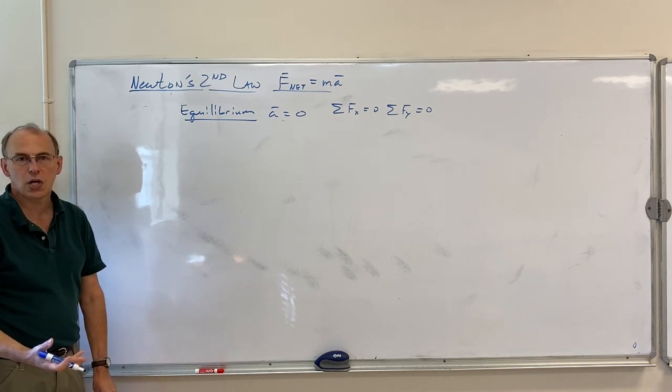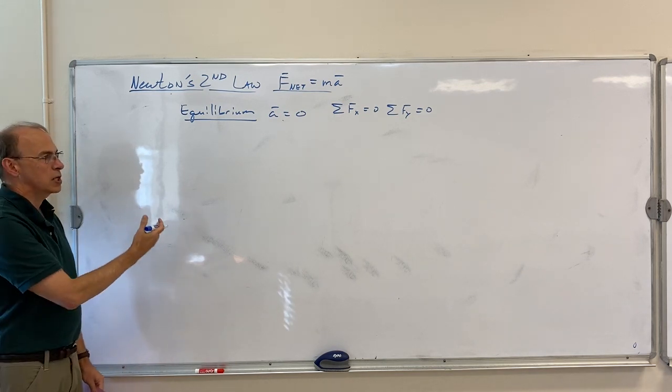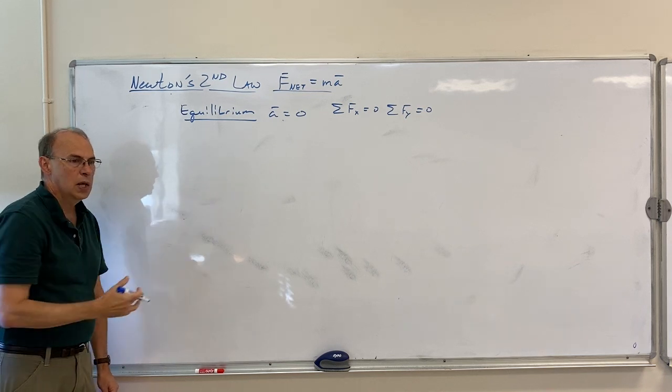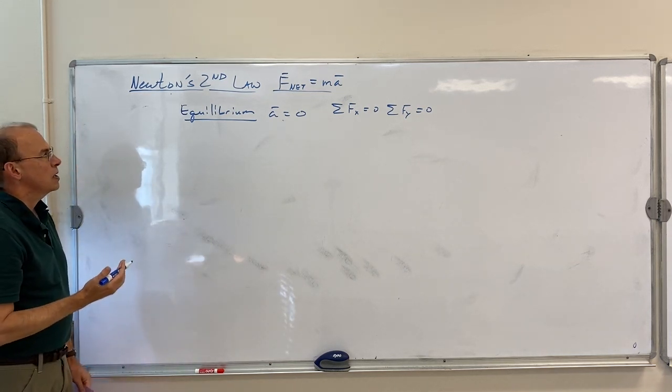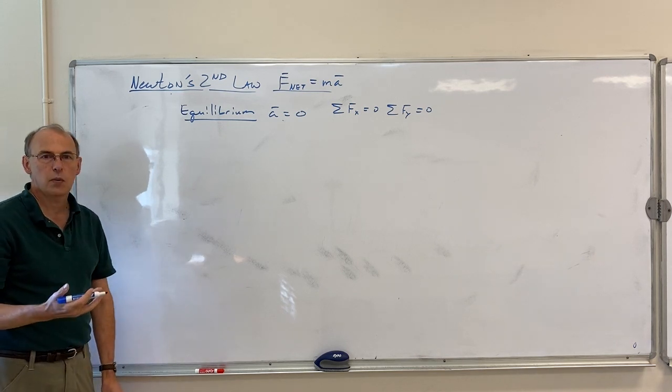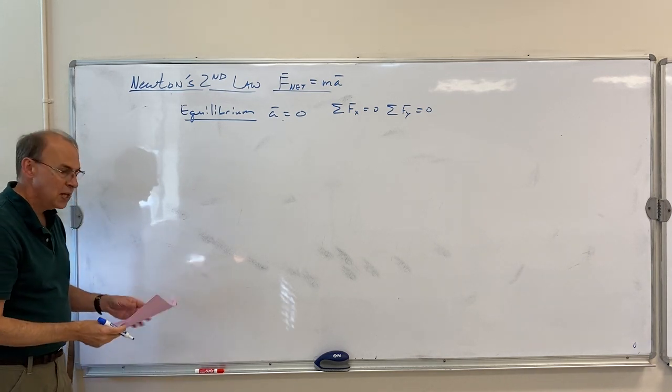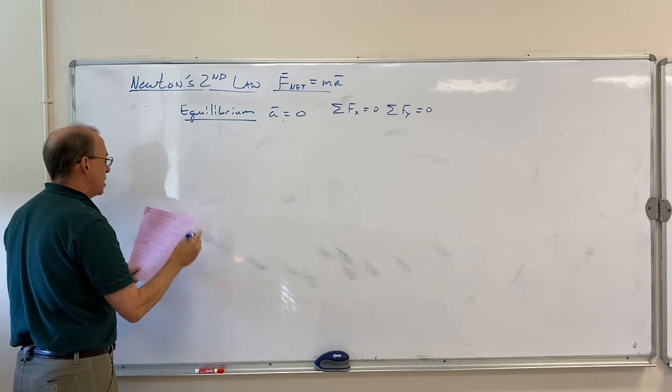It has to do with rotation. This has to do with translation, where the object is moving or not. The second condition has to do with rotation. So if the object's in equilibrium, the sum of the forces on it has to be 0. So I've got a couple of examples of that.